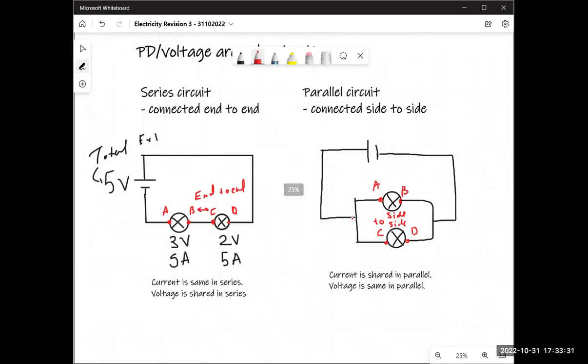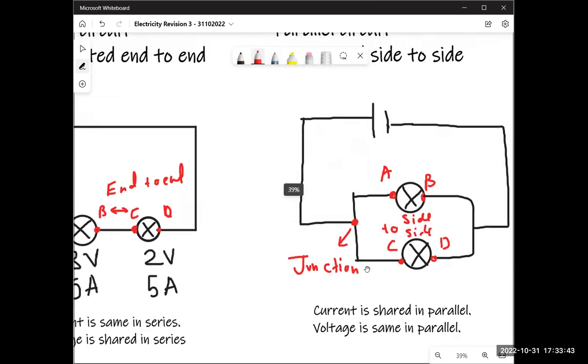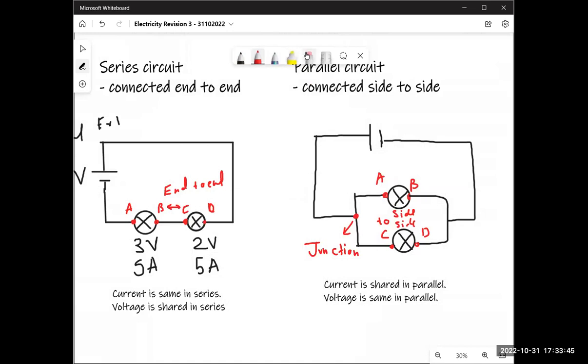And what we realize is this thing right here is called a junction. Just write this, it's called a junction, where you can divide the circuit into 2 parts.